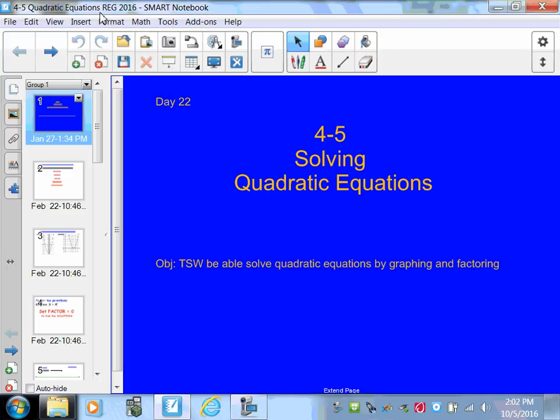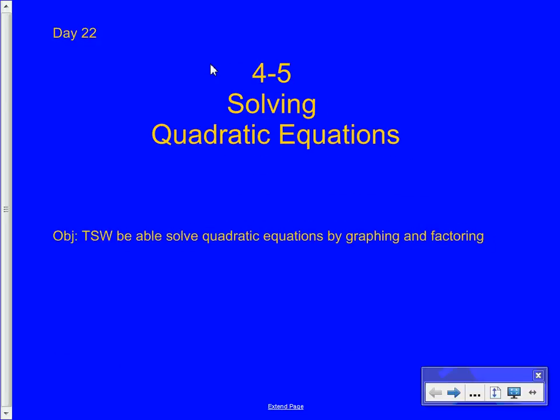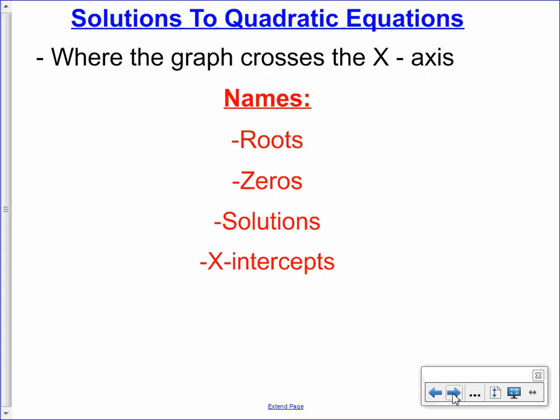Hi there. Today you're going to learn how to solve a quadratic equation. If you're really good at factoring, solving it by factoring is super easy. Just to remind you that when a graph crosses the x-axis, that's a solution. The other names would be roots and zeros and the x-intercepts. Be sure to know all four names for when a graph crosses the x-axis.